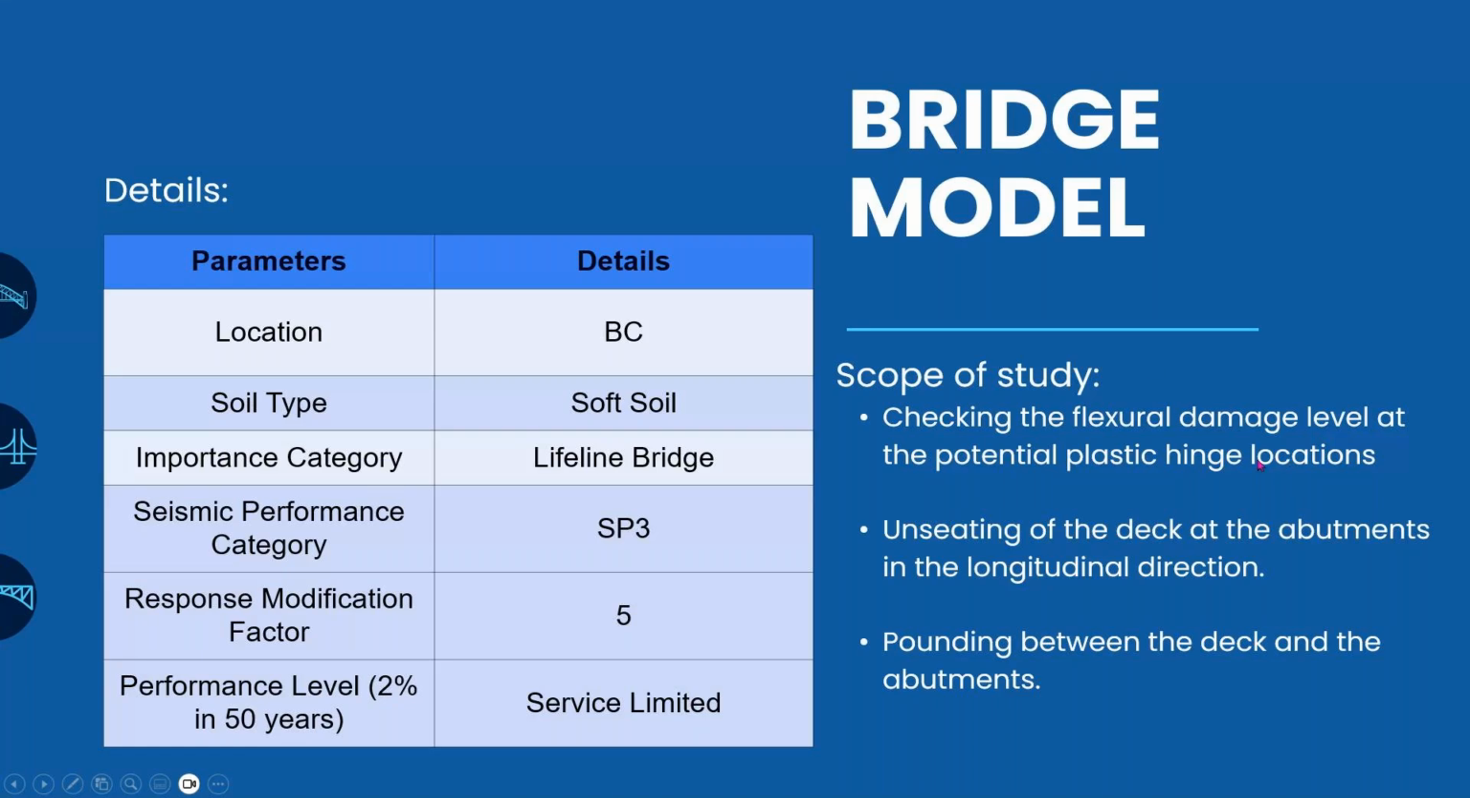So the scope of the study will be to check the flexural damage level at the potential plastic hinge location. We will also assess the unseating of the deck in the abutment longitudinal direction, and we'll also check the pounding between the deck and the abutment. So this will be the scope of the study.